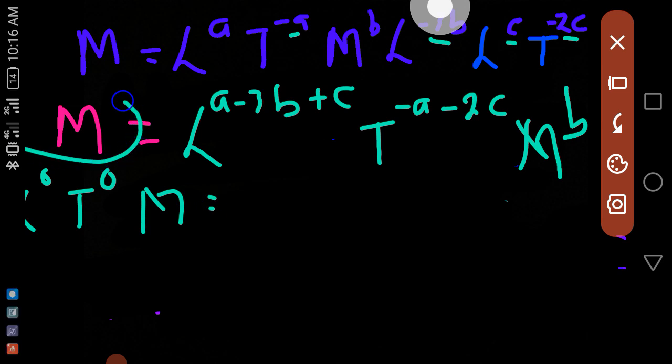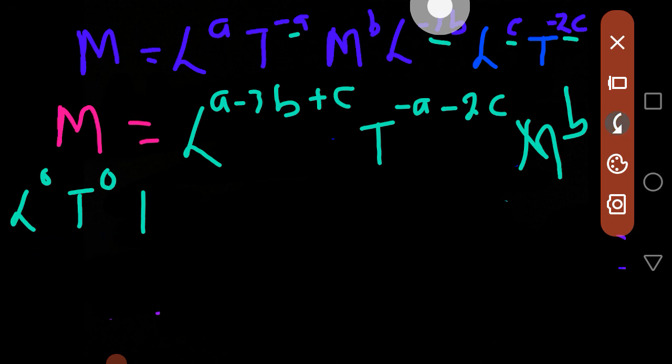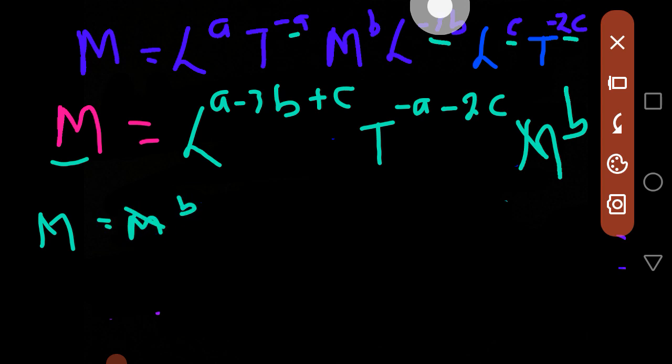So here we have L to the power 0 and T to the power 0 as well. Equating them one by one, I'm going to start with my M. M, this one here, is equal to M to the power B. Cancelling out my bases, I'm going to manipulate my powers. This one has a power of 1, so 1 is equal to B, so B is equal to 1. I have successfully found one letter, so I need to find all the other letters.